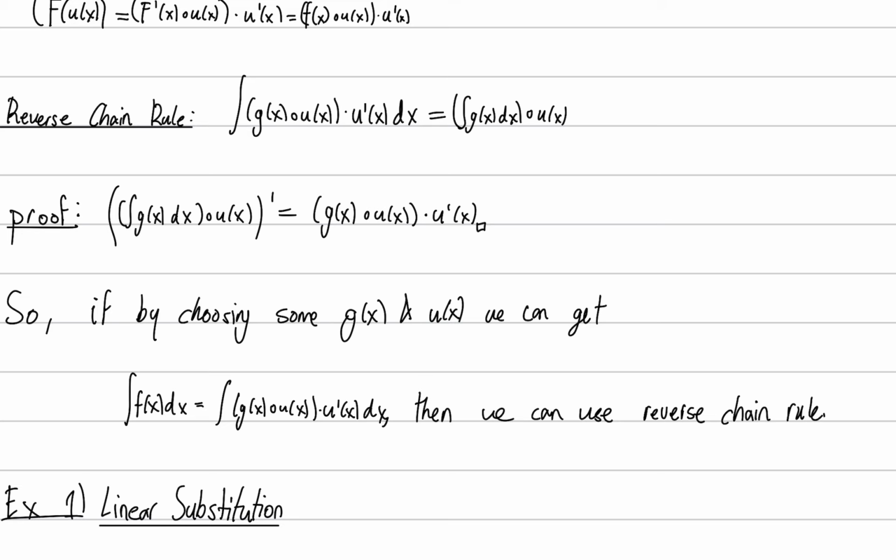But we have to manipulate and choose, okay? Then we can use reverse chain rule. So that's our format. You need to know it, okay? And always remember u prime needs to be on the numerator, or the same thing as being multiplied.